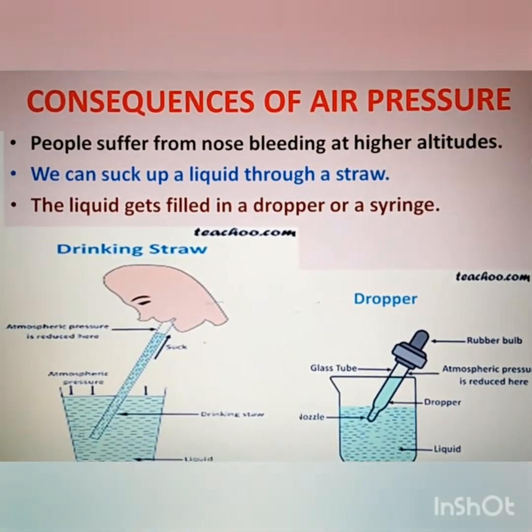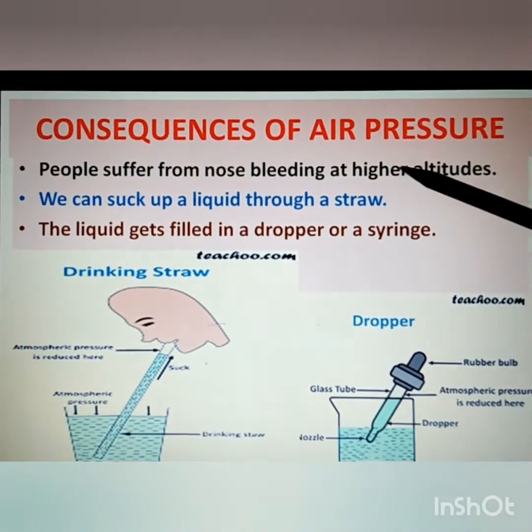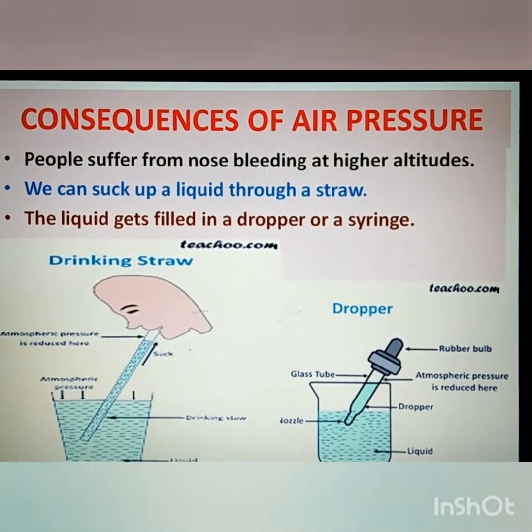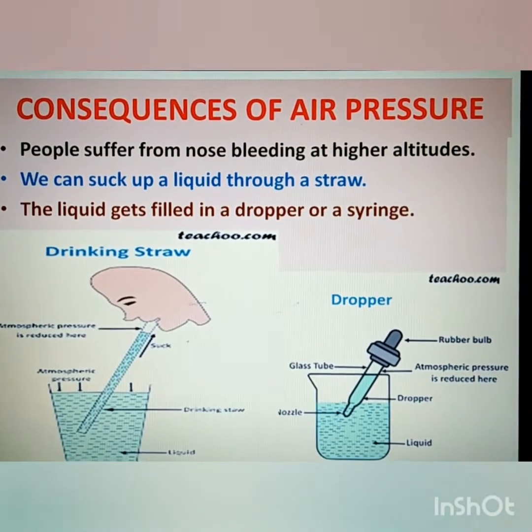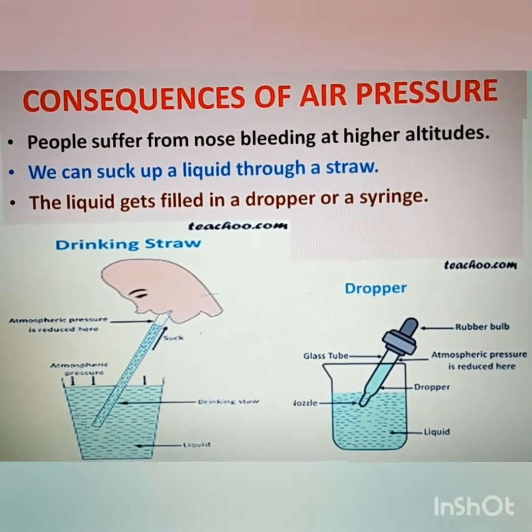Now see, this is what I was telling. This is about the consequences of air pressure. People suffer from nose bleeding. Why nose bleeding? Because the nose has very small capillaries in which the blood is flowing. Now our blood pressure is at the same level as on the ground level, for example 100 kilopascals.